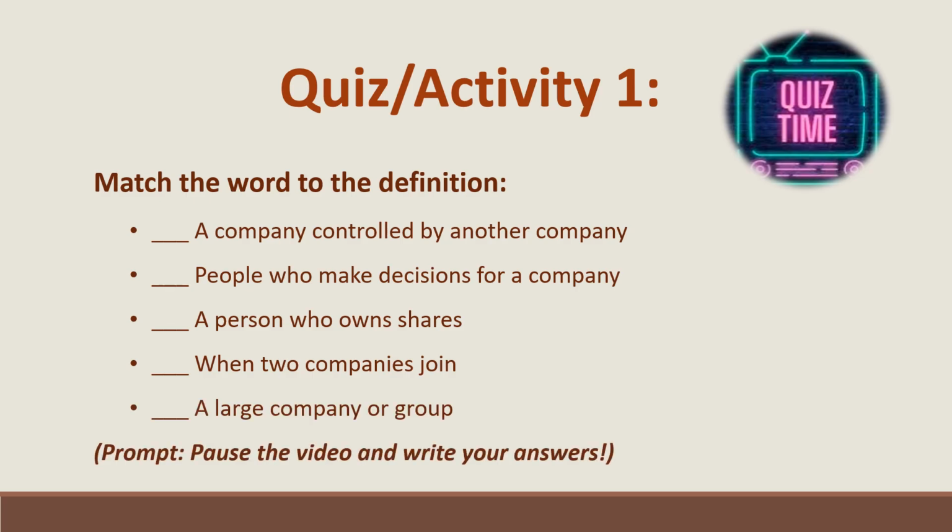Let's check your understanding. Match the word to the definition. A company controlled by another company. People who make decisions for a company. A person who owns shares. When two companies join. A large company or group. Pause the video and write your answers. Great job!